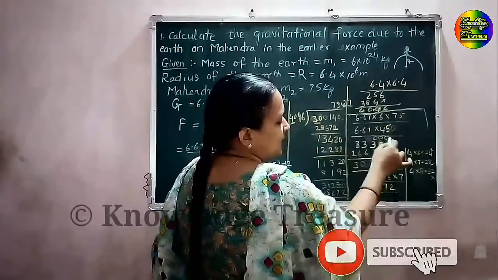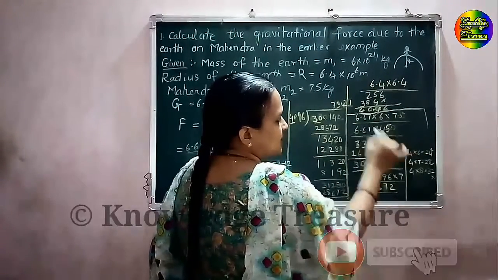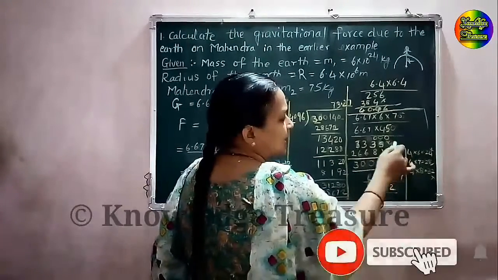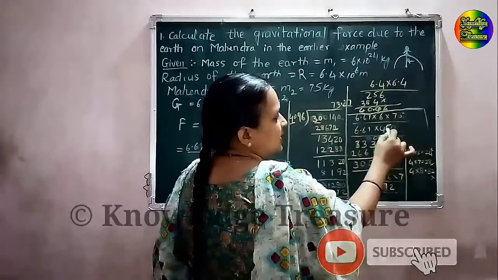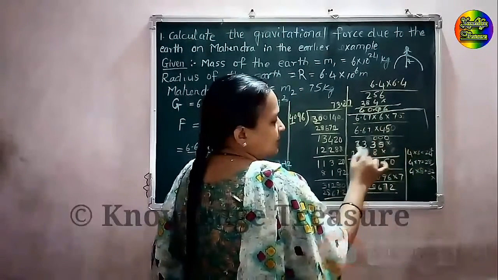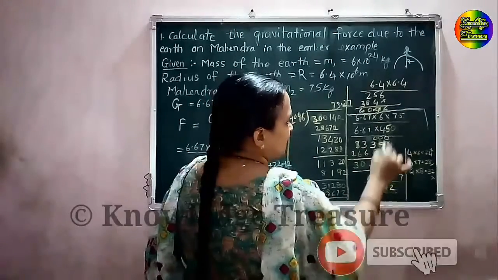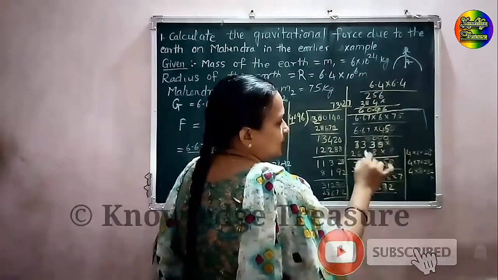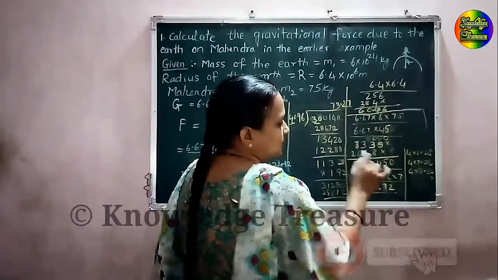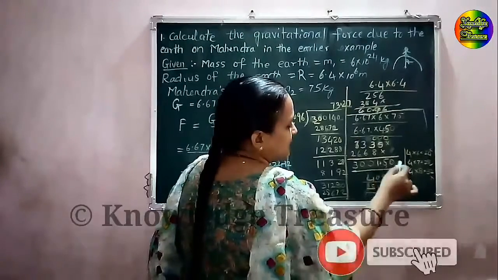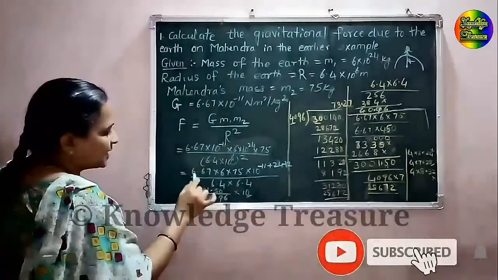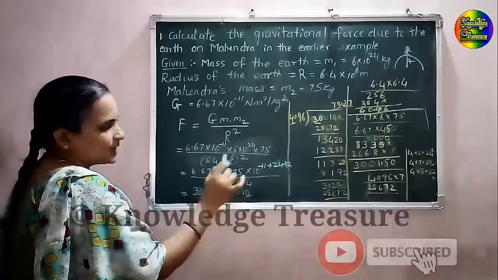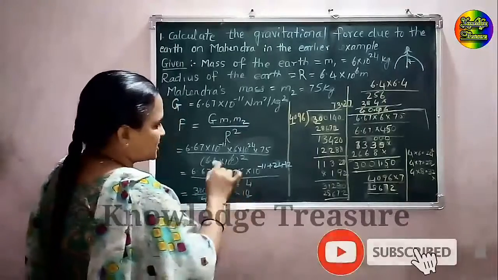What are you getting? 0 multiplied by anything is 0 only. 5 7s are 35. 5 6s are 30. 30 plus 3, 33. Again 5 6s are 30, 30 plus 3 is 33. Now again multiply with the 4. 4 7s are 28. 4 6s are 24, 26. Now adding this, you are getting that 6.67 into 6 into 75 is nothing but 3001.50.